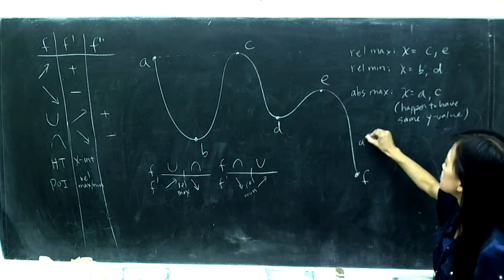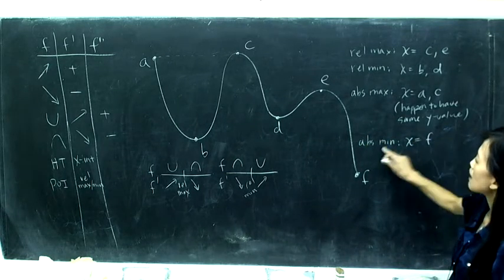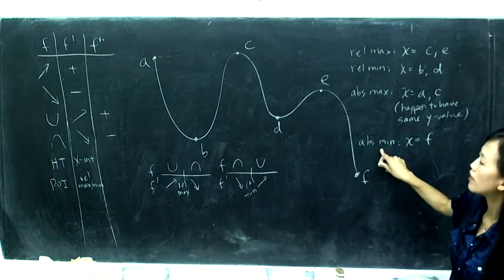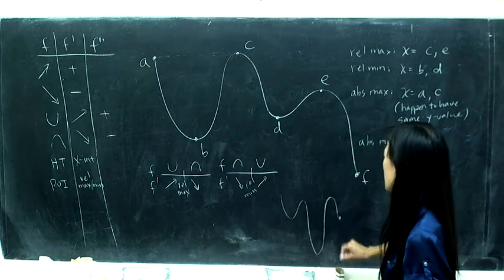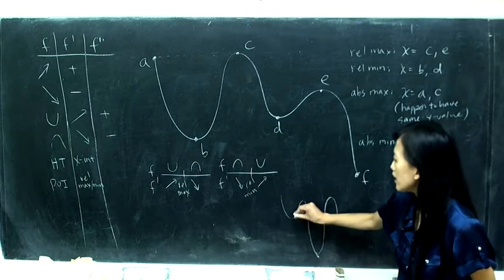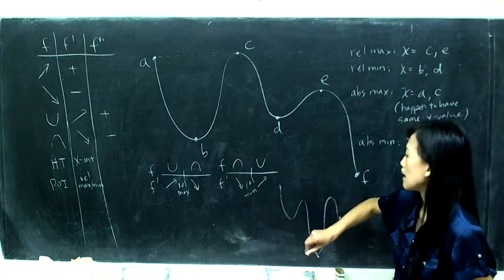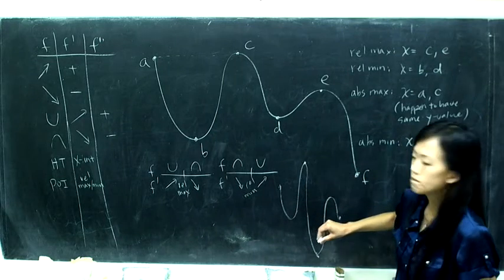How about the absolute minimum? F, right? Does it have to be an endpoint? Does absolute min and max have to be endpoints? No, right? I could make this point very low. It could be like that, right? Then this location would be the absolute minimum, right? The lowest spot, right? And if I made this a bit higher, that could be the absolute max. If this one were the highest, that's the absolute maximum, right?